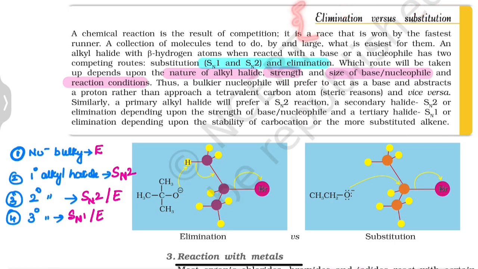So when they will undergo elimination and substitution reaction depends upon so many factors. That is, it depends upon the type of nucleophile, the type of base, and also the reaction conditions. Here they have given in the textbook, make a note of this. It depends upon the nature of the alkyl halide. This is the first reason. Second is strength, and third is size of the base or nucleophile. And then reaction conditions. So it depends on all these conditions.